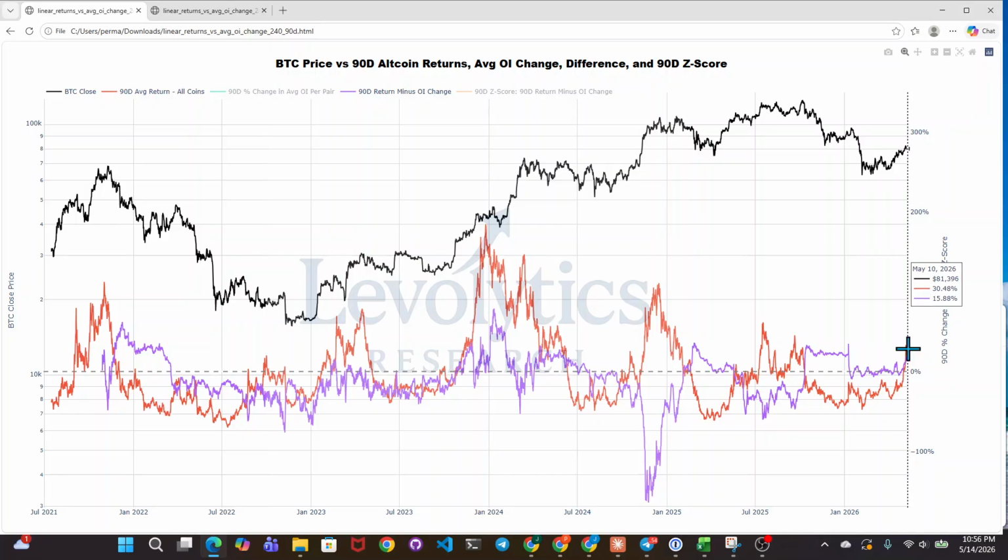This is what you want: the price going up with not a lot of leverage getting added to the system. If this thing pumps and you start getting prices, 90-day returns above like 100%, and then the purple line starts ripping downwards, you're getting into late innings. You know that you already caught the meat of the move, and it's probably time to start cashing in your chips. And this is why I've been so excited.